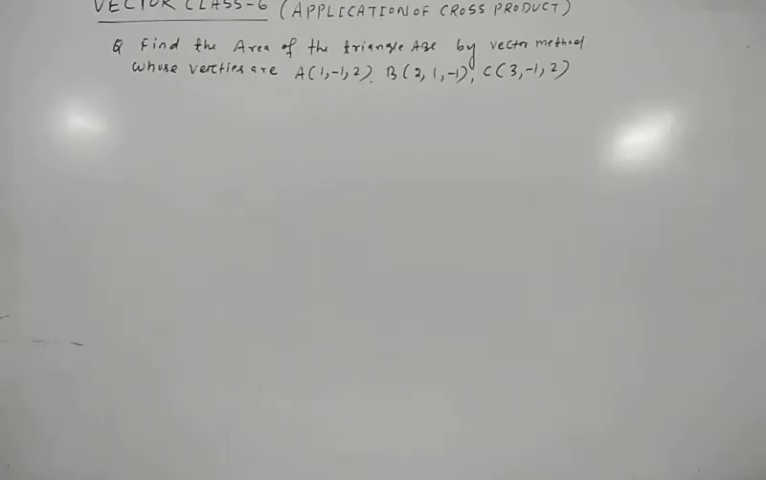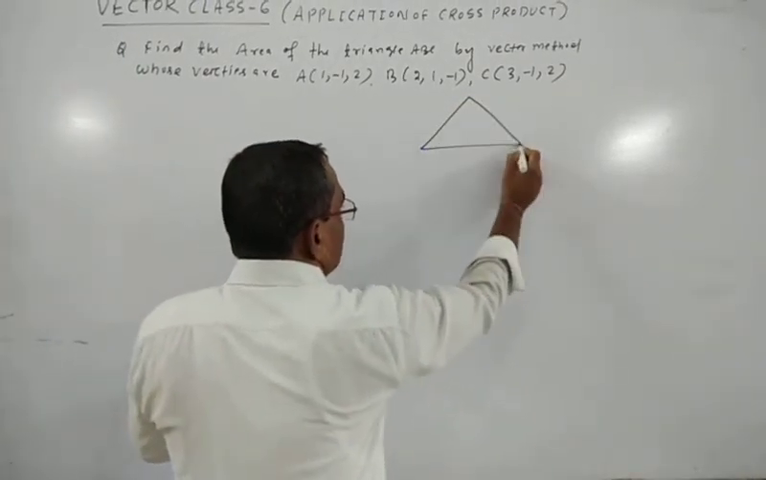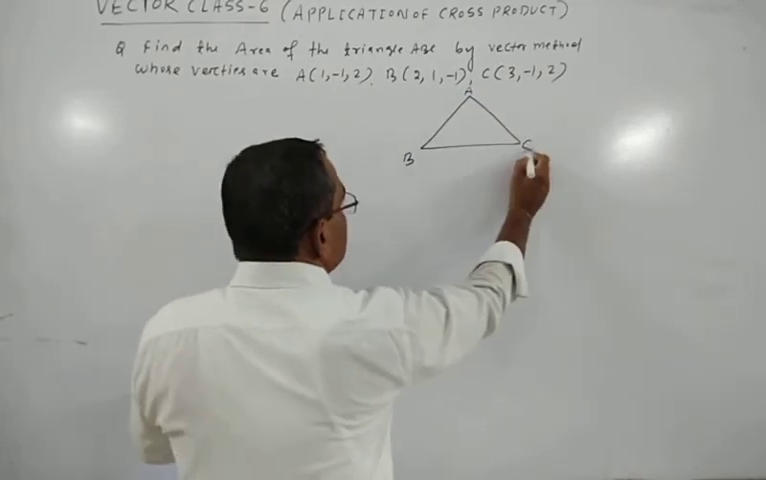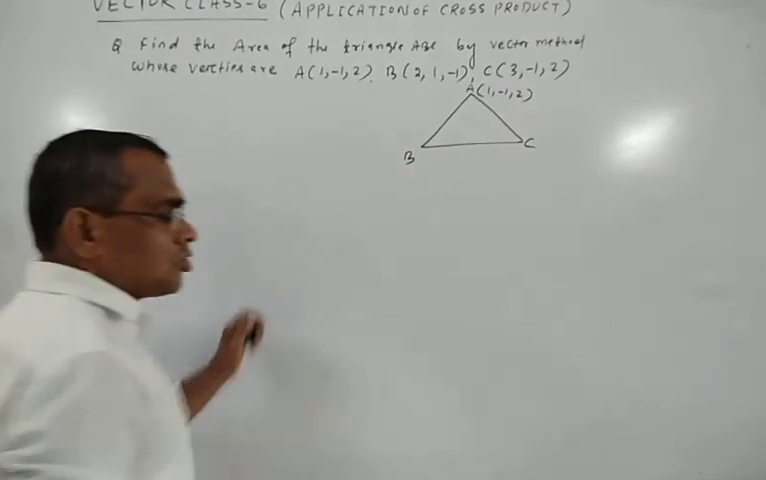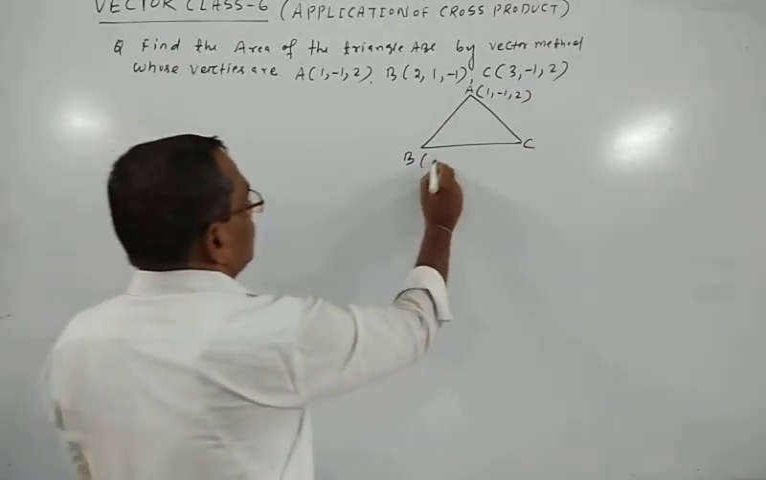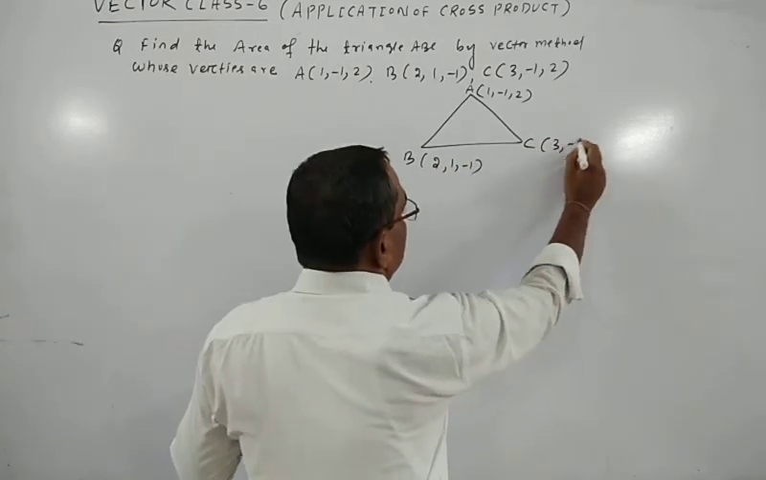So find the area of a triangle by vector method, whose vertices are A of 1, minus 1, 2 and B of 2, 1, minus 1, C of 3, minus 1, 2. Okay, so here the vertices are given. So what will be the area of a triangle? So this is the triangle ABC. Here the position vector of the point A is 1, minus 1, 2, and the position vector of B is 2, 1, minus 1, and the position vector of C is 3, minus 1, 2.